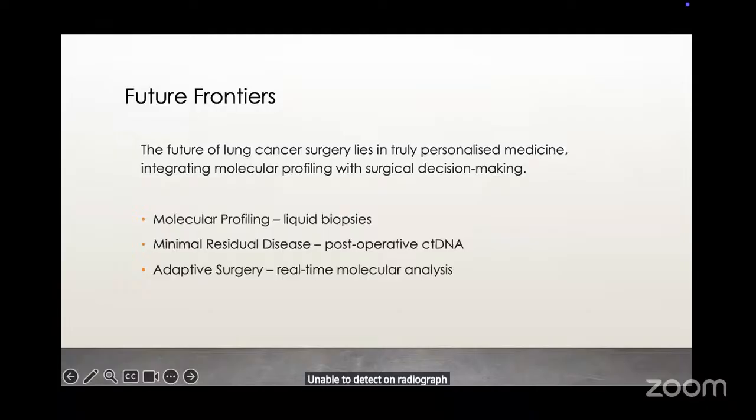So what they found is that by monitoring the levels of the ctDNA, they're able to predict recurrence even before it's actually shown on imaging. And in terms of adaptive surgery, real-time molecular analysis guides extent of resection, lymphadenectomy completeness, and the need for adjuvant therapies, optimizing individualized treatment strategies.